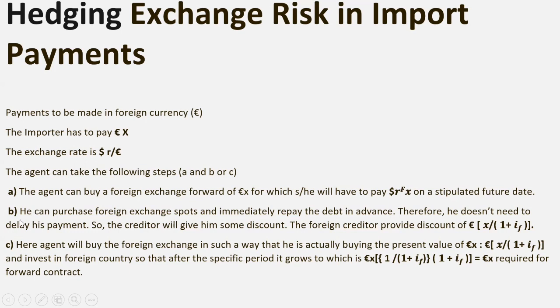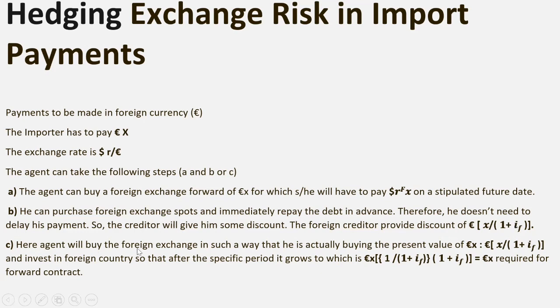Next, he can purchase foreign exchange spot and immediately repay the debt in advance. Therefore, he does not need to delay his payments. So, the creditor will give him some discount. The foreign creditor provides a discount of euro X divided by 1 plus IF. Here, IF implies the rate of return on foreign currency deposits.